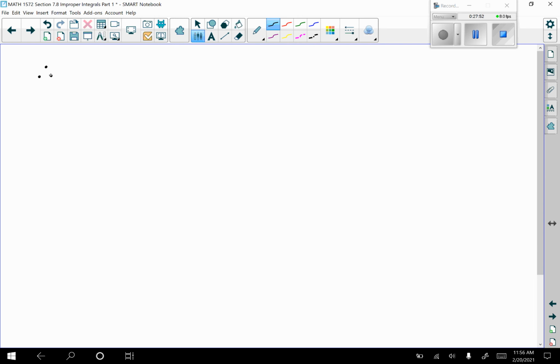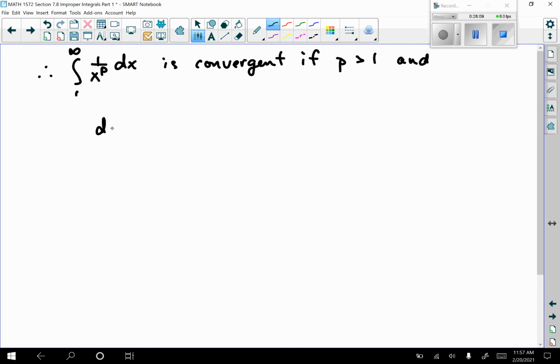So we'll say, therefore, the integral from 1 to infinity of 1 over x to the p dx is convergent as long as p is greater than 1, and it's divergent if p is less than or equal to 1. All right, so we'll stop there in this video. In the next video, we'll talk about type 2, do some more examples, and then talk about something called a comparison test for improper integrals.